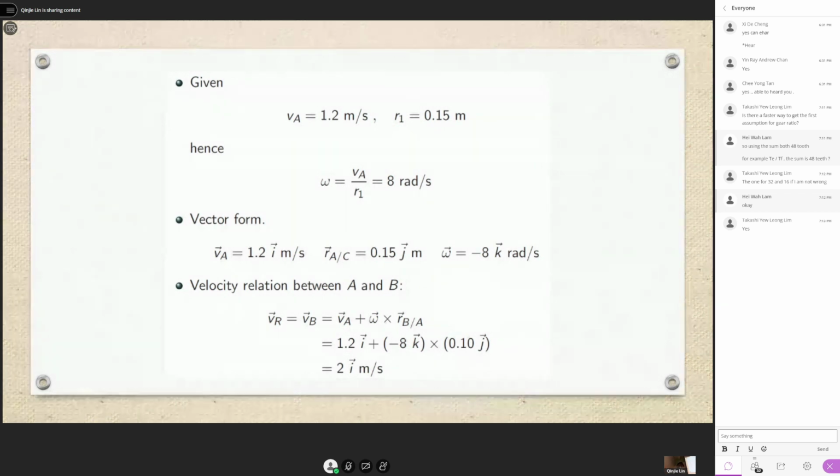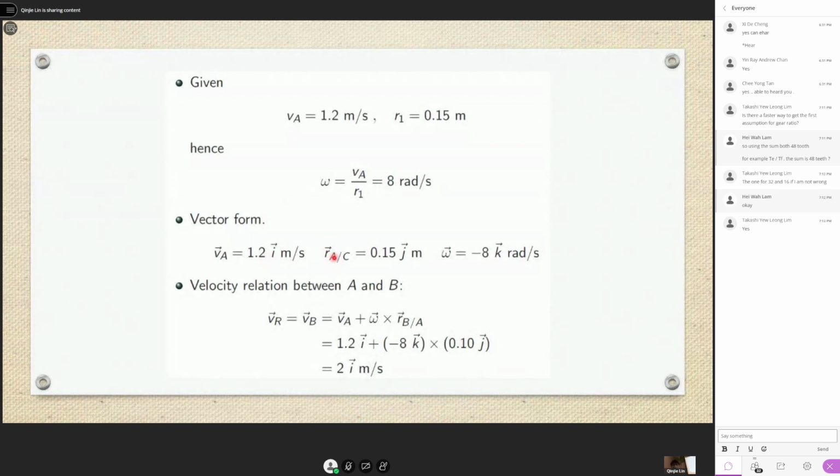Okay, then for this question, we need to be clear on the vector directions because the equations that we are dealing with have a cross product inside. The direction will matter. So the direction of A, we write it as 1.2 i. That means we take the direction left and right, and right will be positive i.